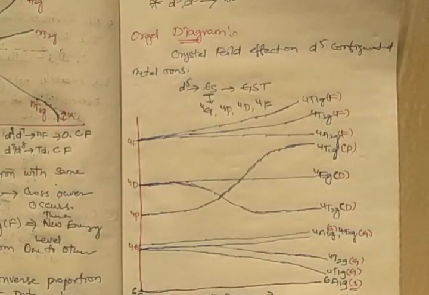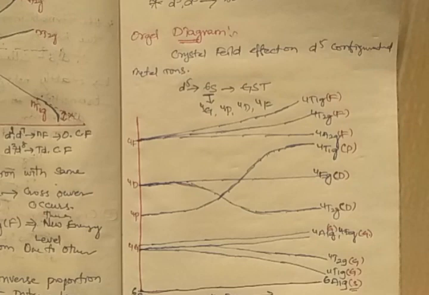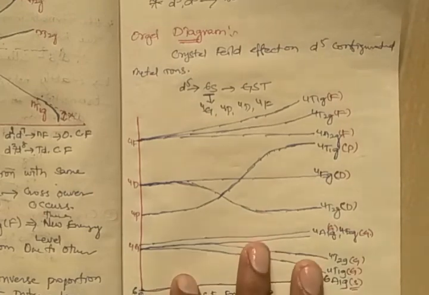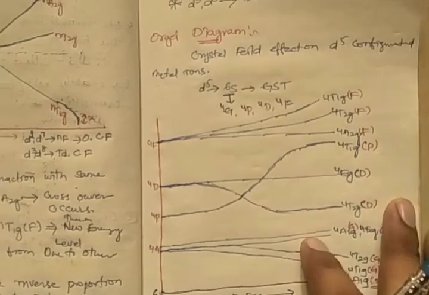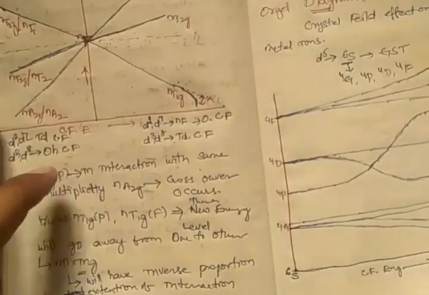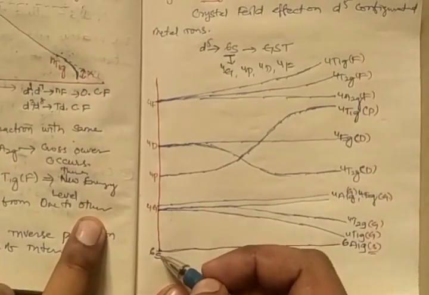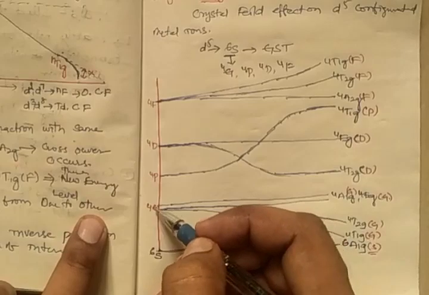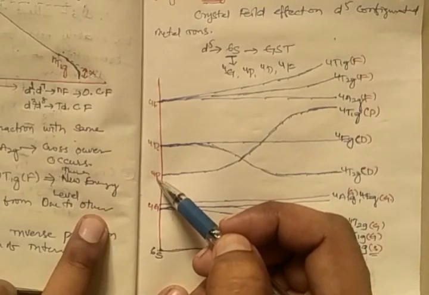So that's how the Orgel diagram of d5 configuration looks, and that's how the crystal field effect on d5 configured terms can be observed, right? And if we go for the energy ordering of terms after the 6S state, the 4G should follow, then 4F, thereby 4D, and thereby 4P.